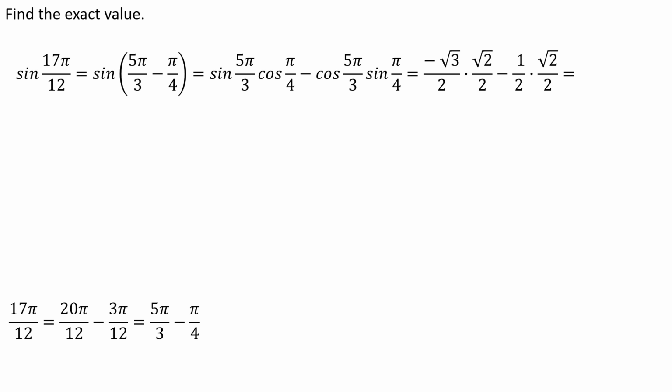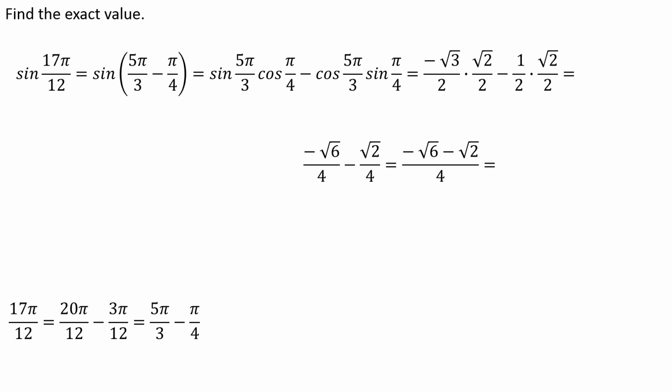Let's see here, root 3 times root 2 is root 6. But of course, there was a negative with that root 3. 2 times 2 is 4. Then I have my subtraction symbol. 1 times root 2 is root 2. And of course, 2 times 2 is 4. Common denominator, so we can combine like terms. I've got a negative root 6, and then I've got subtract root 2, so that's like a negative root 2. Whole thing over 4.